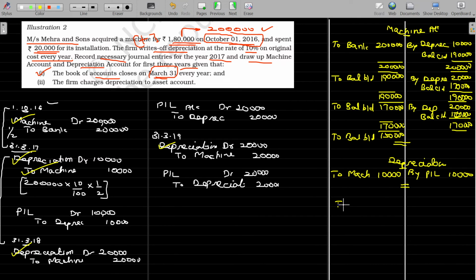Second year also you repeat the same: to machine account 20,000, and by P&L account 20,000. To machine account the last year 20,000, by P&L account 20,000. Is that okay? Yeah, come on, finish up copying this.